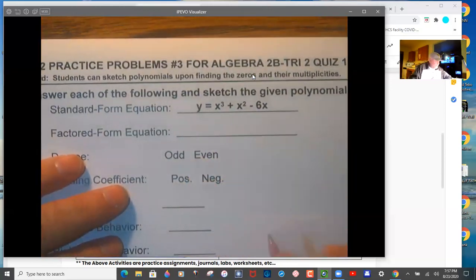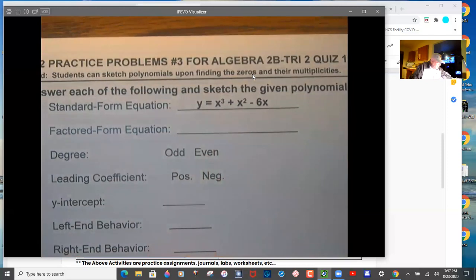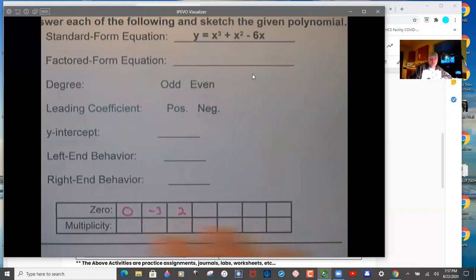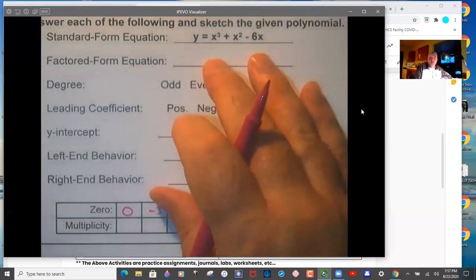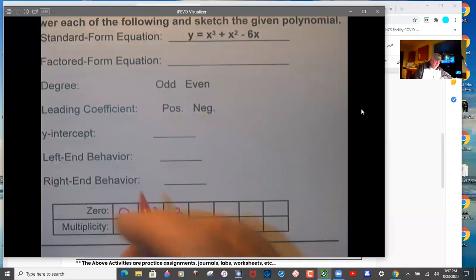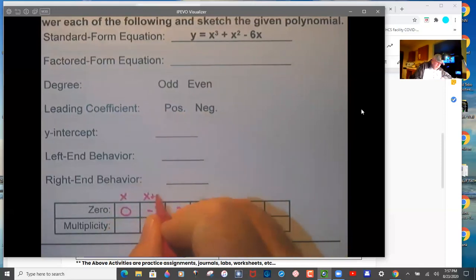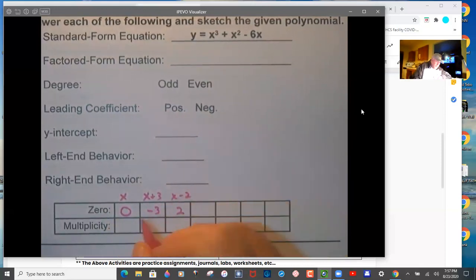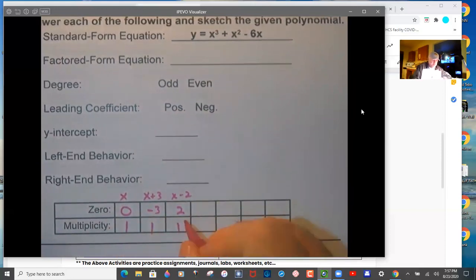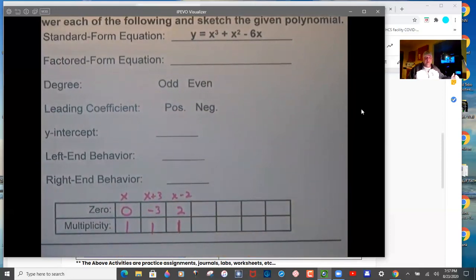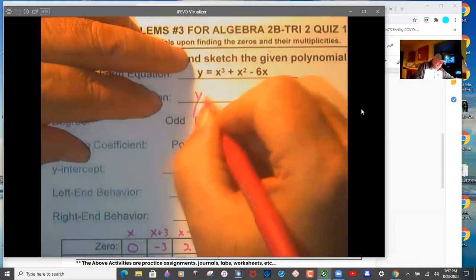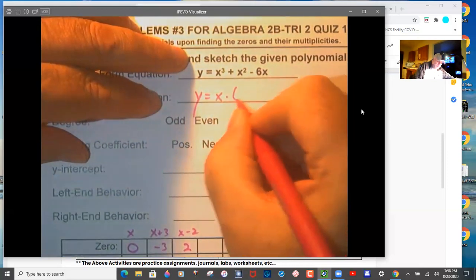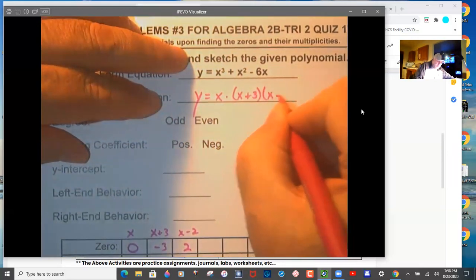Number 5. So here you're going to want to use a 0 finder, and you're going to get 0, negative 3, and 2. So this is what you're going to fill out first on this. You can't just jump here. You got to do this first. So that's x, x plus 3, and x minus 2. And then they're all multiplicity of 1. When you use your 0 finder, it will tell you the multiplicity. So we have x times x plus 3 times x minus 2.